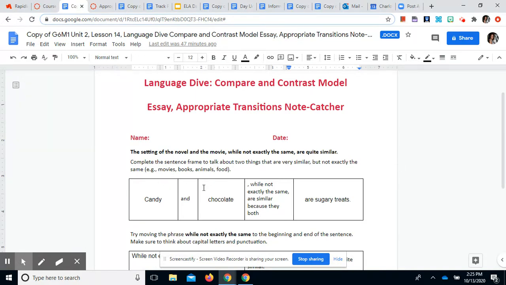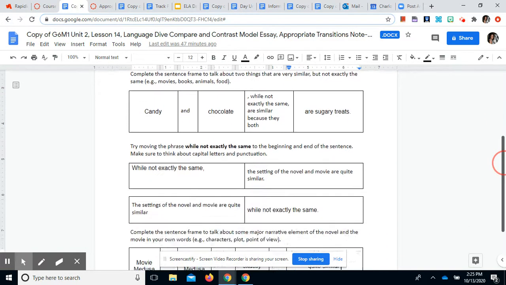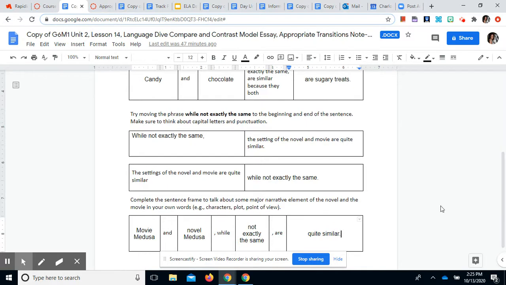First, they gave us these sentence frames to complete with two things that are similar but not exactly the same. So we came up with candy and chocolate, while not exactly the same, are similar because they both are sugary treats. Then they wanted us to play with the phrase while not exactly the same, that transition. So we have while not exactly the same, the setting of the novel and movie are quite similar. And then if we reverse the order, the settings of the novel and movie are quite similar, while not exactly the same.